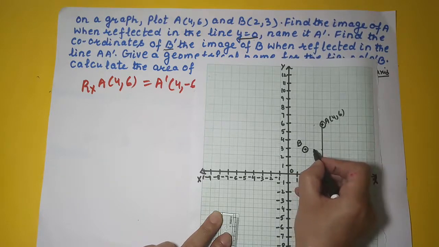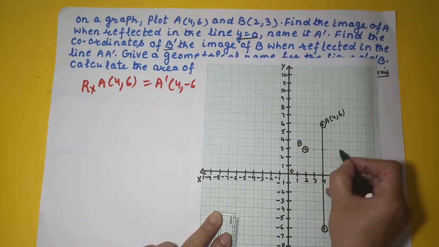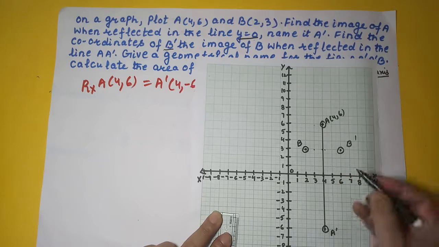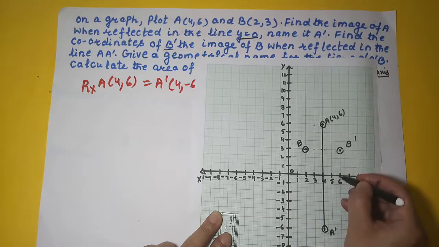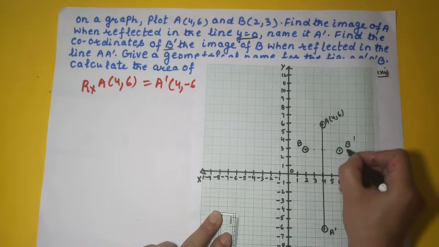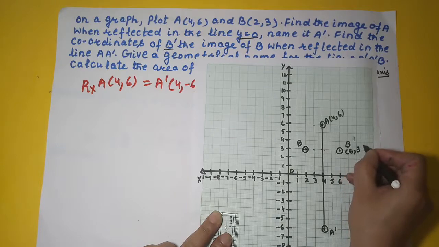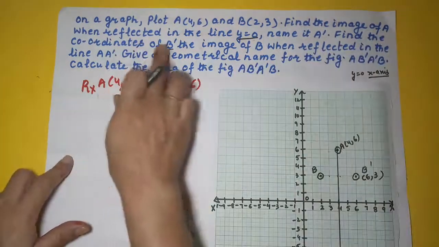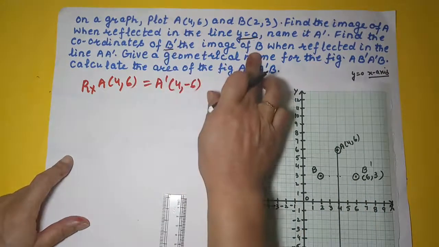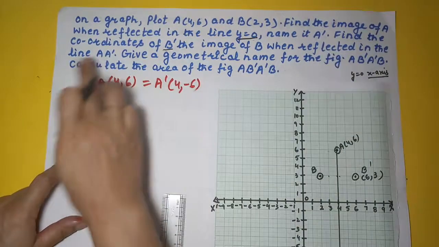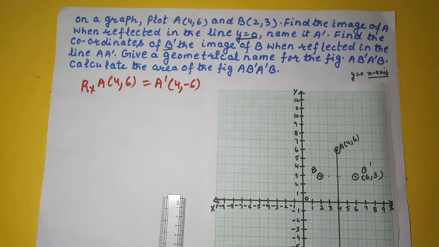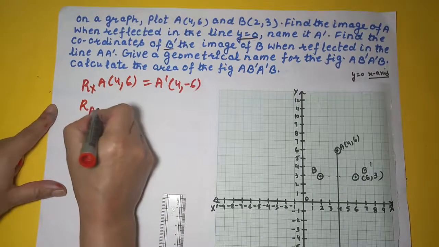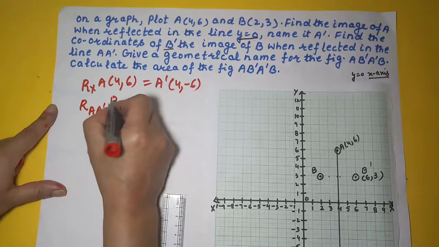It means the image of B will be formed behind this at the same, equal distance. So what is the distance here? 1 and 2. Here 1 and 2. So this will be my B dash. Right? So let me write the coordinates of B dash. It is (6, 3). So the coordinates of B dash are (6, 3). So he has asked us to find the coordinates of B dash, the image of B when reflected in the line AA dash. So we can write reflection of point B along AA dash.